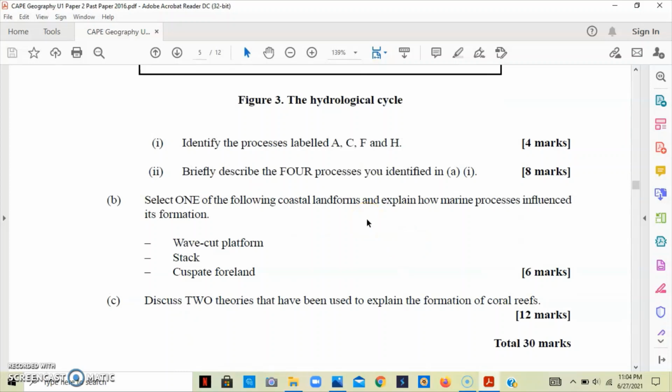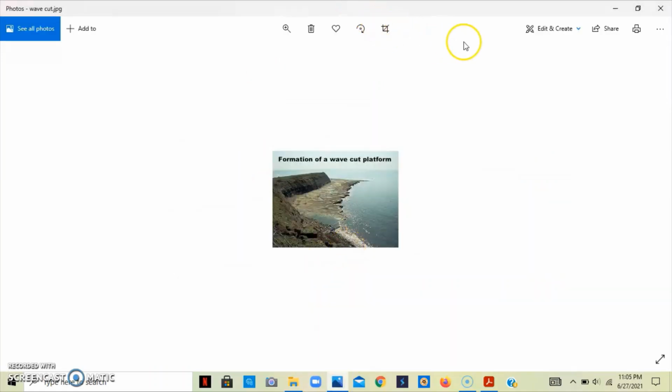Part B asks us to select one of the following coastal landforms and explain how marine processes influence its formation. All right, so I'm going to go through all 3, but you're to only select one and basically explain how marine processes influence its formation. I'm going to show you a picture. So let's start with the wave-cut platform. And let me zoom in a bit.